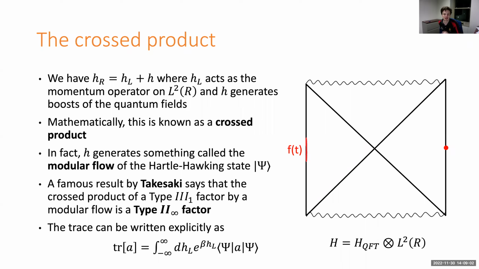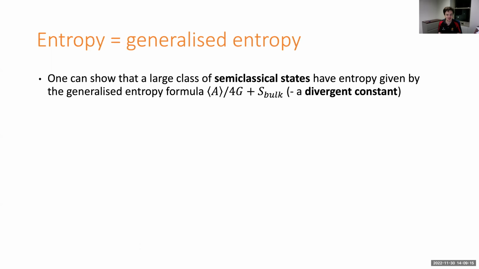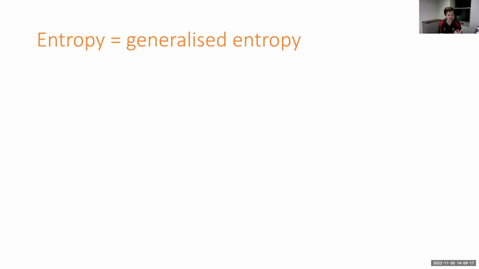Let me give an example that will hopefully make it clearer. The point of this example is that, if we have a trace, we can define entropies. So this algebra has very nicely defined entropies. But we'd like those entropies to be equal to the generalized entropy, right? That was the whole goal of this: to find some algebra and show that the algebra of the exterior has an entropy equal to the generalized entropy of the exterior.